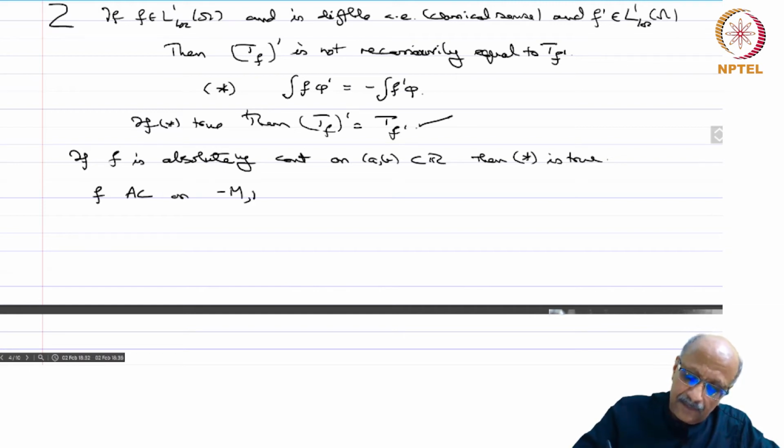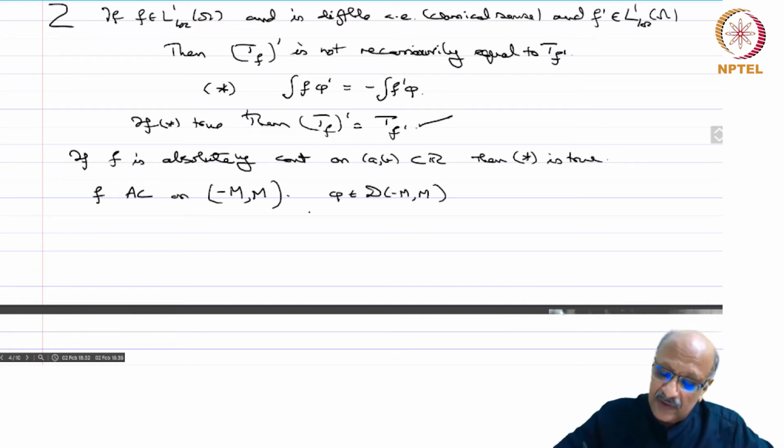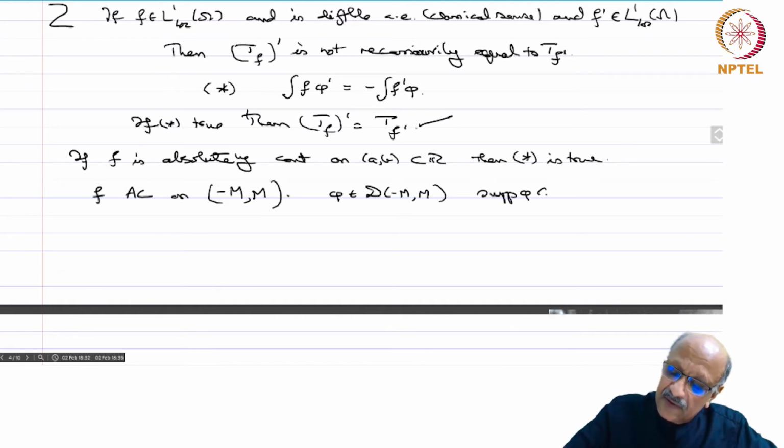minus m. Okay, so m is very large. So now let us say phi belongs to D of minus m, m. That means it's a C-infinity function with compact support. Let us say the support of phi is contained in some minus a, a. So a will be less than m for instance. Okay, so this will be the phi.